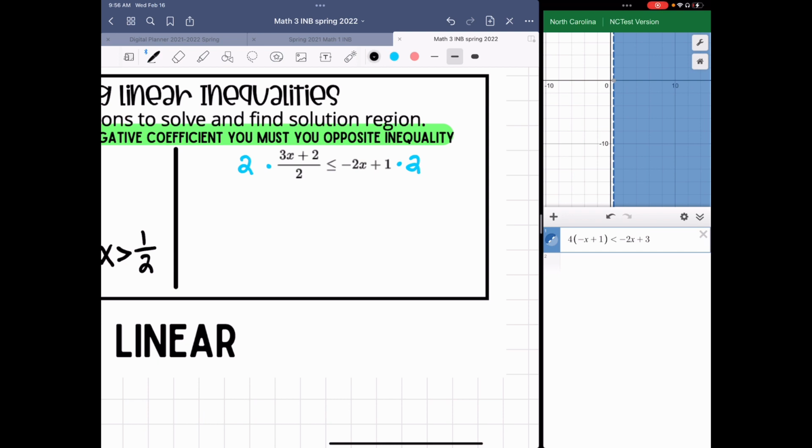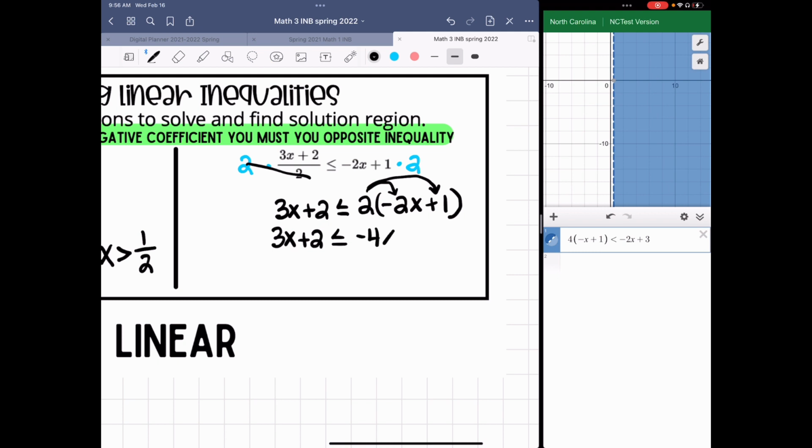Now here's the most important thing. Once that cancels, I have 3x plus 2 is less than or equal to. That 2 is being multiplied to the entire right side. That's one of the things that students forget more than anything. So that 2 is being multiplied to the entire right side, which means I'm going to need to distribute that over. So I have 3x plus 2 is less than or equal to negative 4x plus 2.